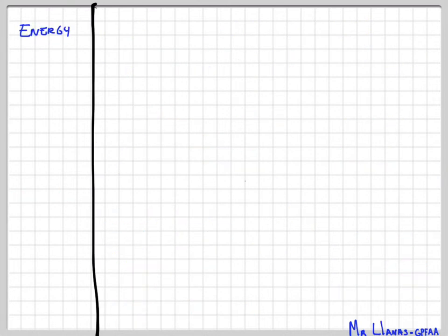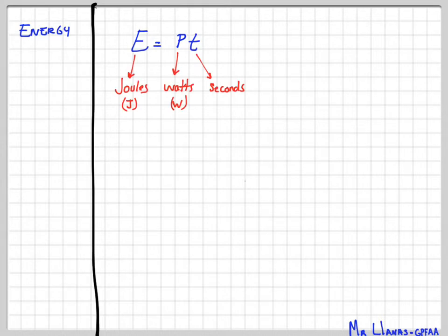All right. The next thing that we're going to talk about is energy. In energy, energy equals power times time. However long you're using that power, you multiply the power times however long you're using it, and you get the amount of energy that you actually use. And that's what we just used in the problem before. Energy is measured in joules, power is measured in watts, and time in seconds.